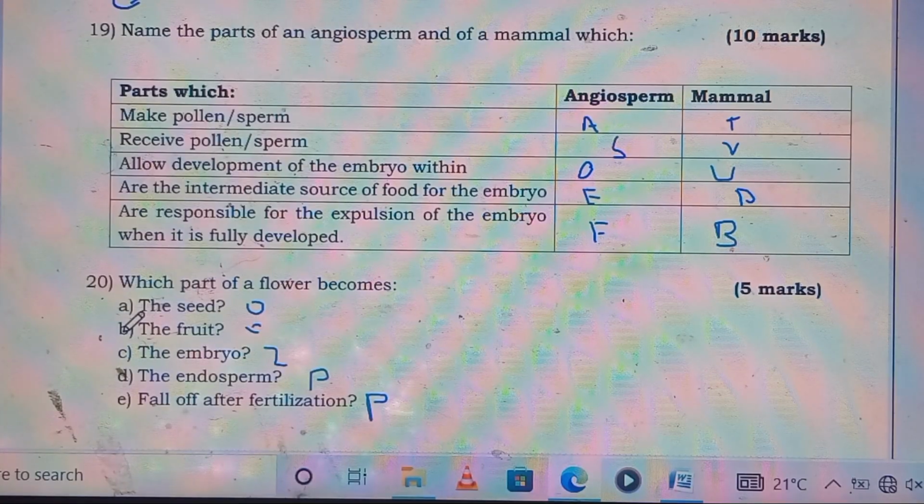Question number 20. Which part of a flower becomes the seed? For the seed, it is called the ovule. For the fruit, it is called the ovary. For the embryo, it is called the zygote. For the endosperm, it is called the polar nucleus. Fall of after fertilization is what you call petal.